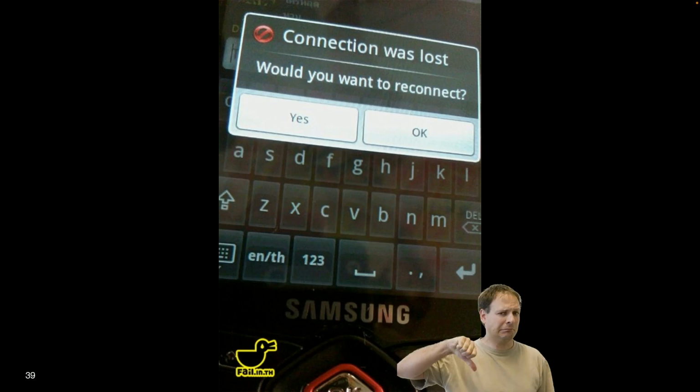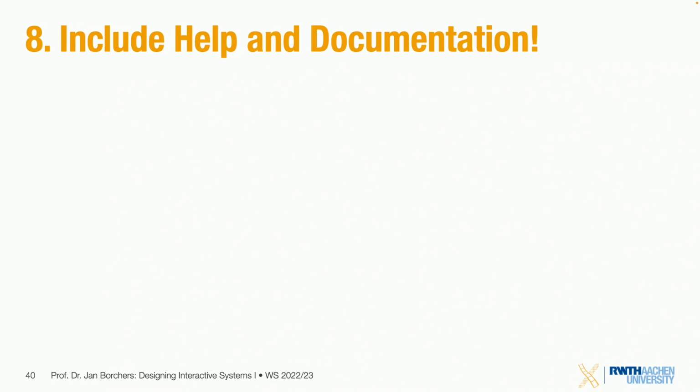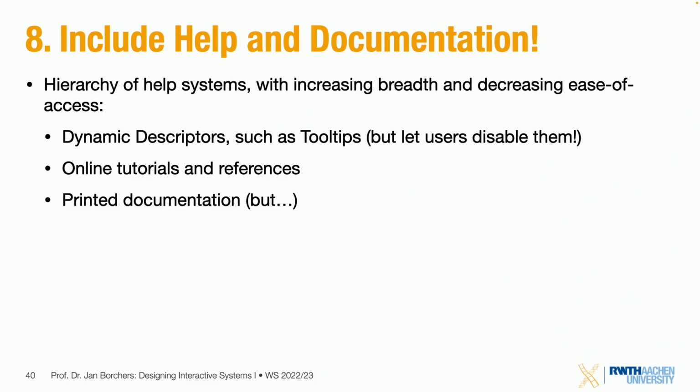Anyway, moving on to step number 8, including help and documentation. We already mentioned that providing something like a keyboard overlay or a list of shortcuts is a good idea, but providing help and documentation needs to happen on many different levels. This is almost like a continuum, right?